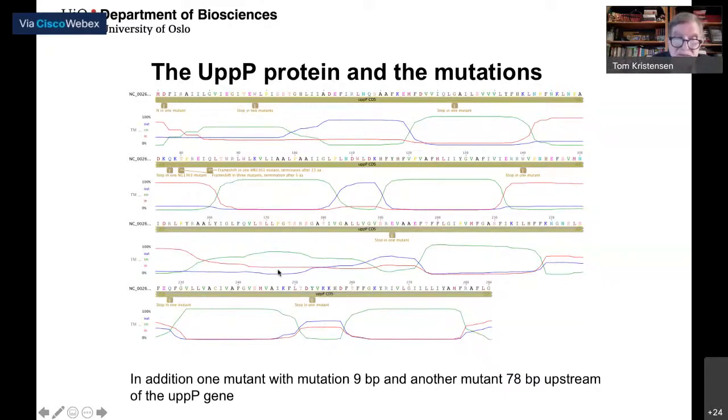And the mutations are located in different positions here, but it seems that to remove this last transmembrane region is sufficient to destroy the function of this protein as a receptor of lactococcin G. So if we remove this last transmembrane region, the cell will become resistant to lactococcin G.